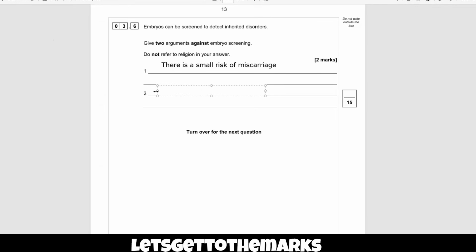What's the other risk? The couple, the parents, may not keep the baby, or the screening might be wrong.